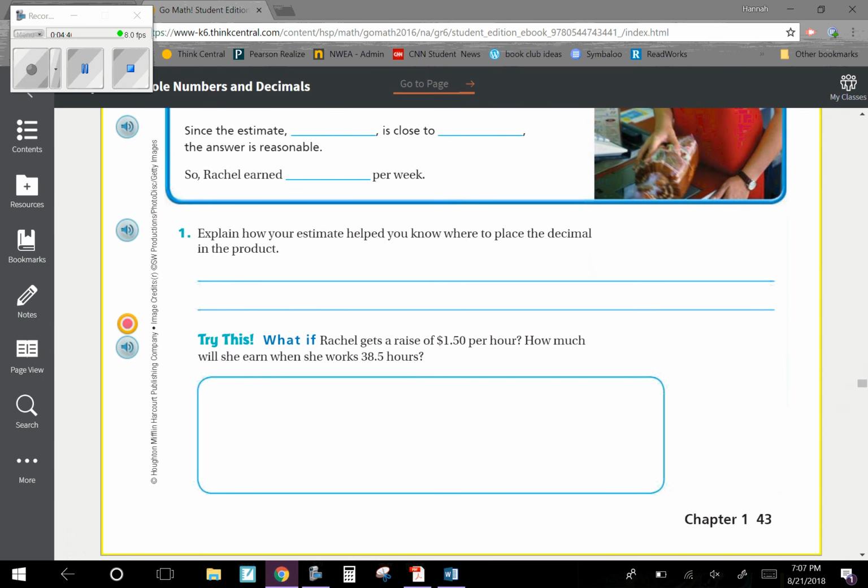So explain how your estimate helped you know where to place the decimal in the product. Since we rounded and found our estimate, we knew where that decimal place would be in order for that to make sense.